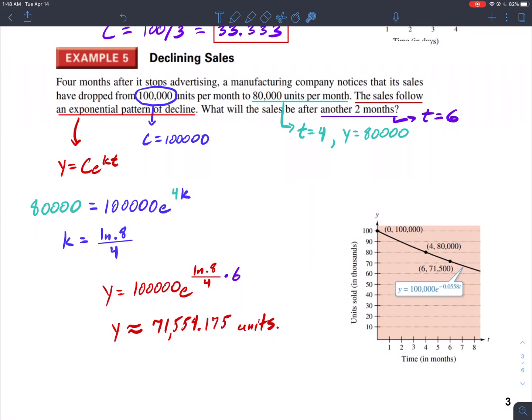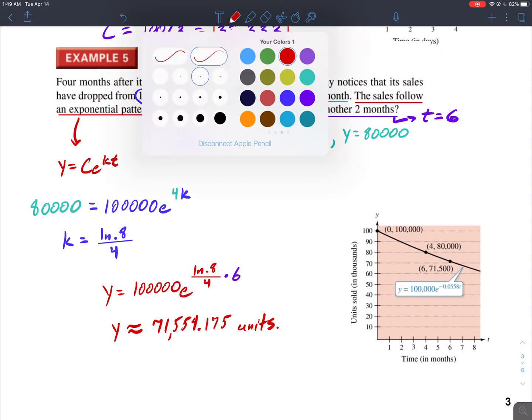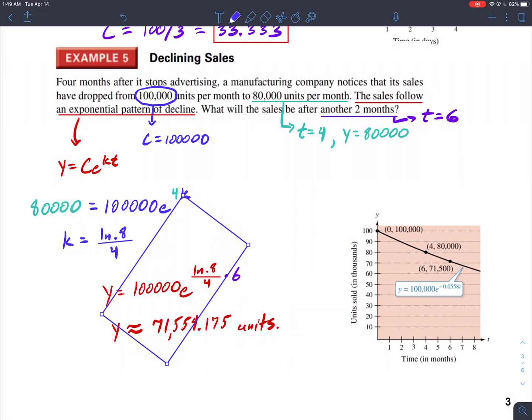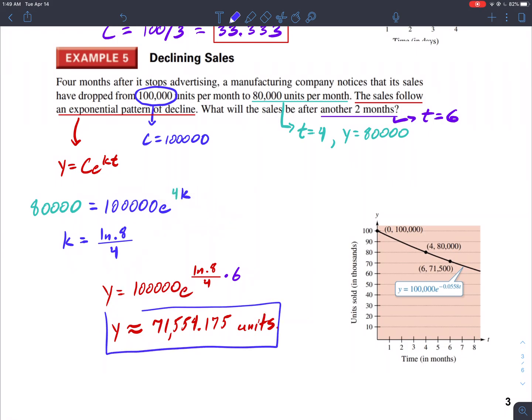All right, they asked us what will the sales be after another 2 months, so we need to let t equal 6 months, 4 plus 2. And there we go. Pretty quick. Pretty quick problem. Standard growth and decay problem. There we go. All right, again, they've given us the graph over here, starting with 100,000. After 4 months, we're at 80,000. After 6 months, we're at about 71,500, which is really about what this is.